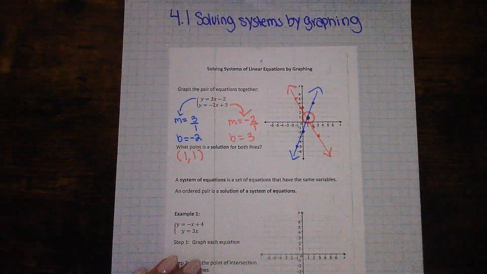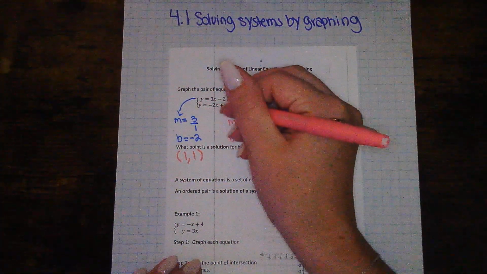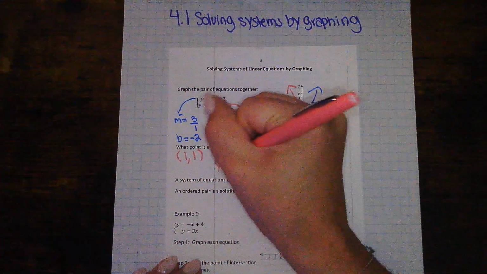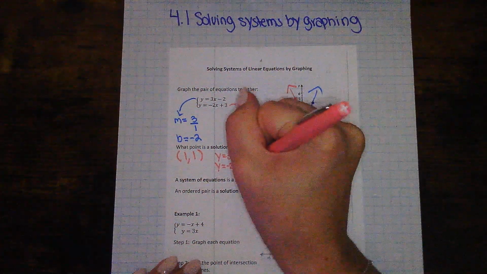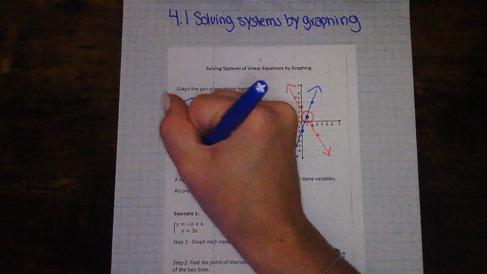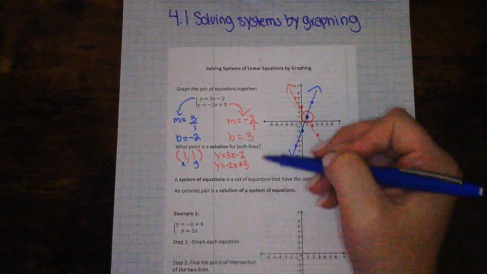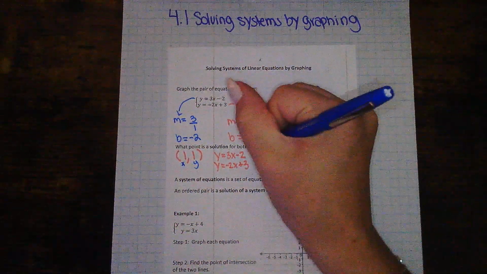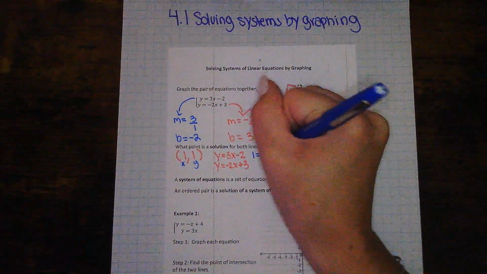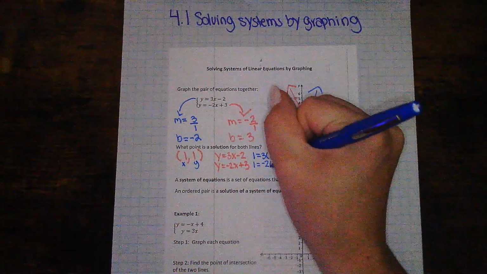And I can check and make sure that this is true by plugging that point into my two original equations. So y equals 3x minus 2 and y equals negative 2x plus 3 are my original equations. If I plug in 1 and 1 for both x and y in both of these equations, this resulting statement should be true. So, for example, 1 equals 3 times 1 minus 2, and 1 equals negative 2 times 1 plus 3.